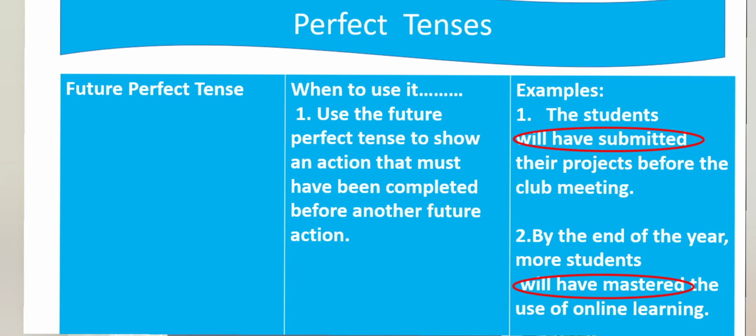Number 2, by the end of the year, more students will have mastered the use of online learning. So by the end of the year, that is the future action. Will have mastered is the future perfect tense. So will have mastered, will have been completed. This action, will have mastered, means to say it will have been completed before another future action. So may I repeat the two examples for the future perfect? The students will have submitted their projects before the club meeting. And the second one, by the end of the year, more students will have mastered the use of online learning.